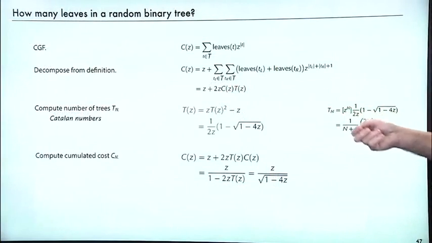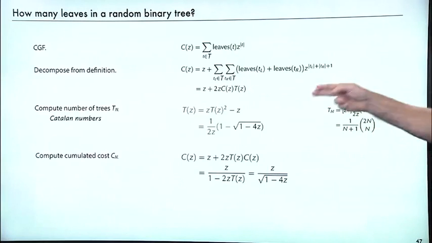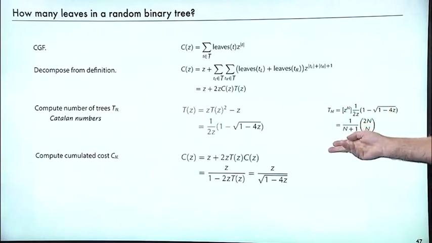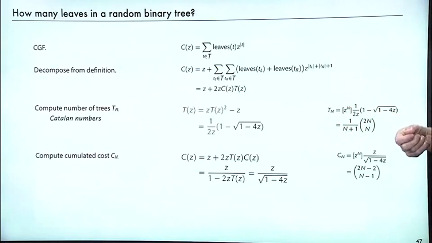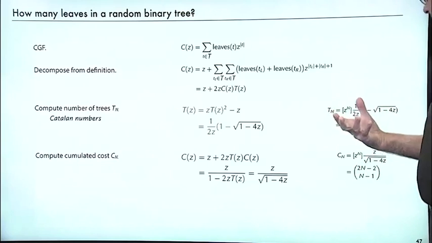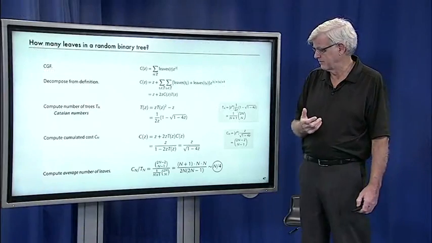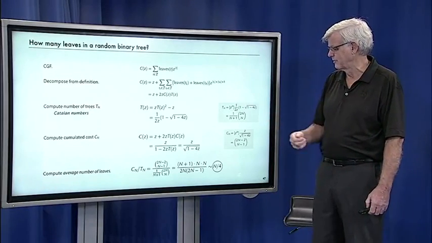C of z equals z over square root of 1 minus 4z. And we can extract coefficients from that the same way that we did for the Catalan numbers using the binomial theorem. The end result is 2n minus 2 choose n minus 1. And very much the same calculations, just with a slightly different result. That's the accumulated cost. And then the final thing is to divide those two.